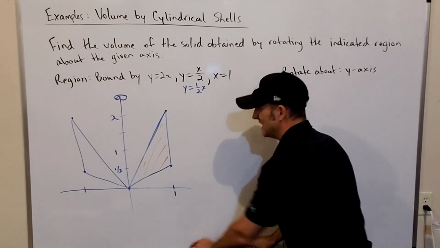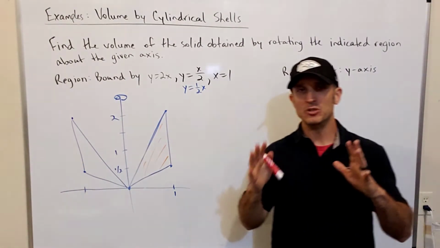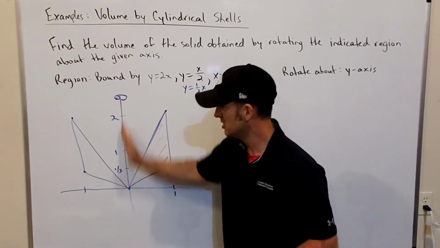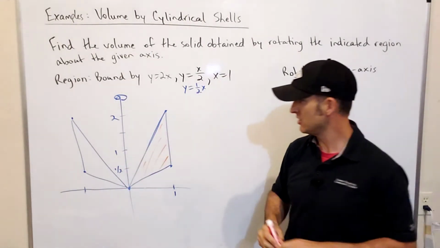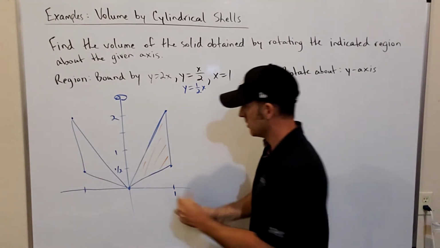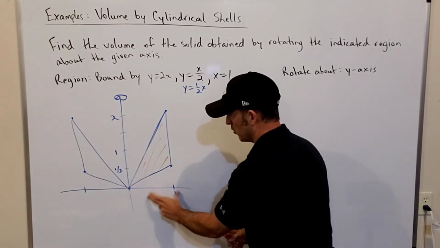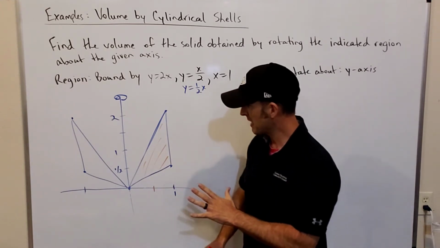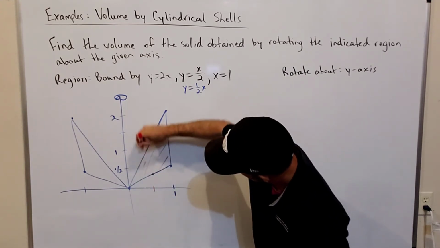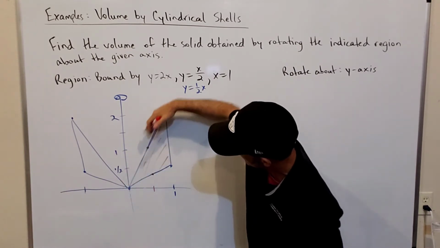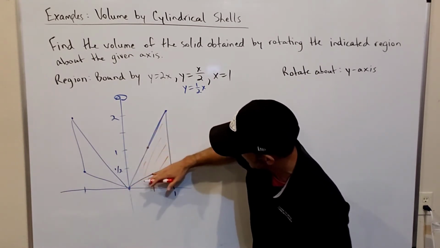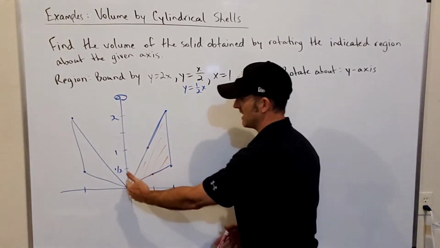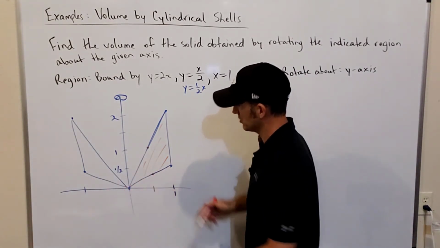So now, again, the idea is I'm using shells, so I need to slice through my region parallel to my vertical axis of rotation. So I pick some spot from 0 to 1 to slice. So maybe I'll say it's right here. And it doesn't matter where I slice, right? The 2x line is always the top, and the 1/2 x line is always the bottom. So I don't have to split this integral up or anything. I can use the same pattern from 0 all the way to 1.